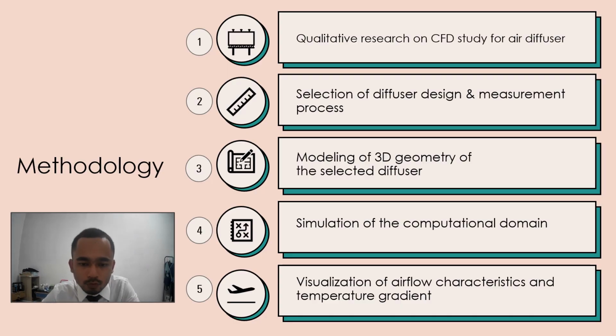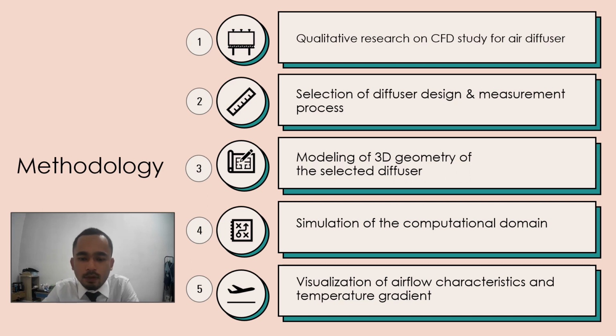Okay, let's proceed to methodology. The diagram represent my approach to complete this PSM project. So starting with qualitative research, meaning that the reading of previous research paper regarding CFD study for air diffuser. So my method to complete this project might be based on the methodology proposed by the previous paper.